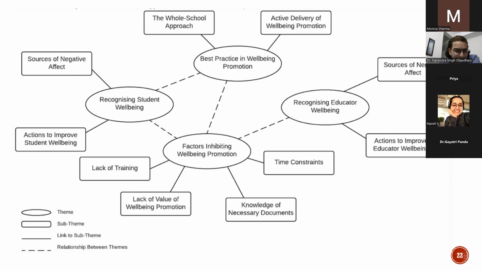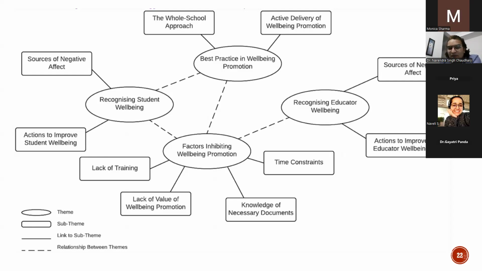Naveli, what you said? So, I would want to know, how is the sub-theme, the theme of recognizing educator well-being related to factors inhibiting well-being promotion? Now, I'm confused about that. Correct. Now see what is happening. All these themes are coming from the data that you have collected, right?